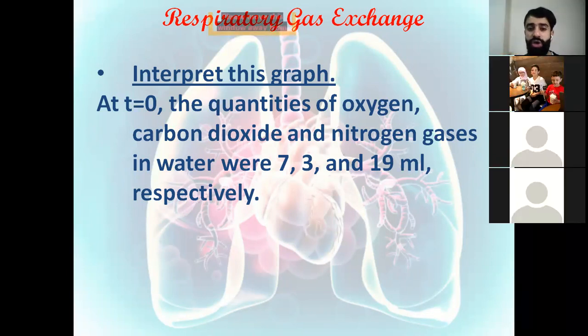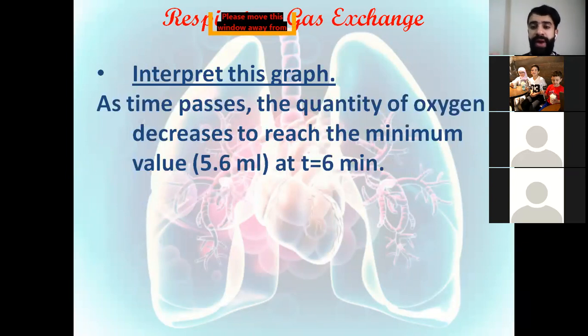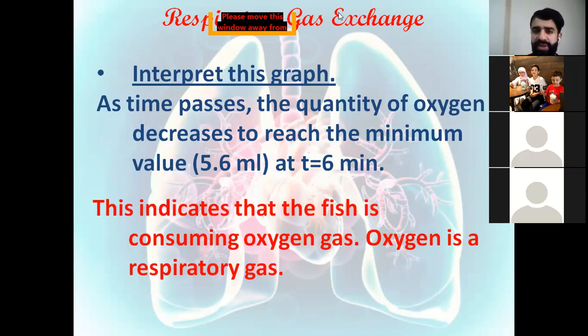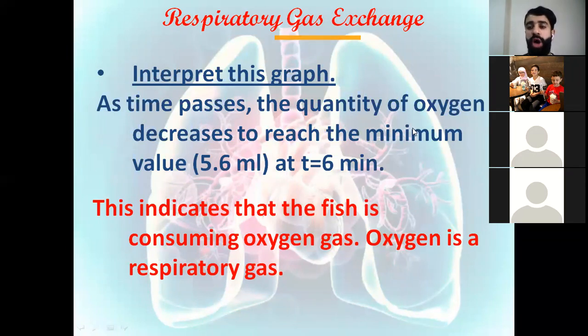Be ready. So at time equals 0, the quantities of oxygen, carbon dioxide, and nitrogen were 7, 3, and 19 respectively. While as time passes from 0 to 6, the quantity of oxygen reaches the minimum. What does this mean? This means that the fish is consuming the oxygen gas. So oxygen is a respiratory gas.